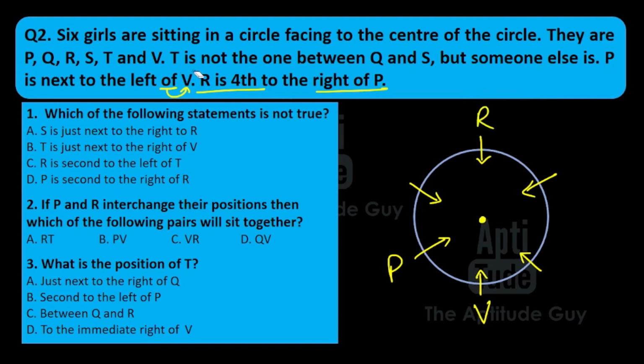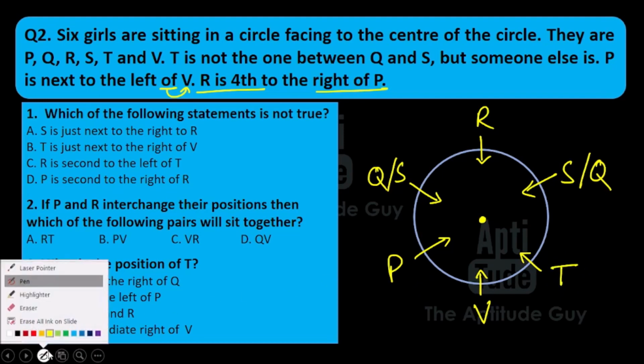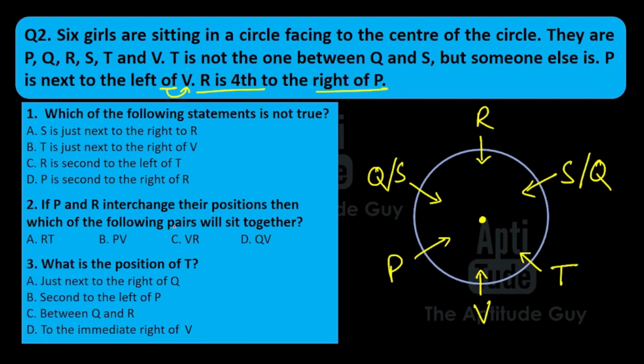Now, T is not the one between Q and S, but someone else is. Who is that someone else? Obviously R. There is nobody else. So we have Q here, S here, or we can have S here, Q here. Both of them are possible. Always think about the possibilities. And there's only one person left out, that is T. T will be right here. This is the arrangement. Now let's solve the questions.